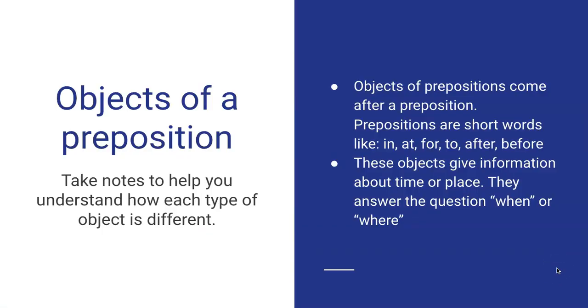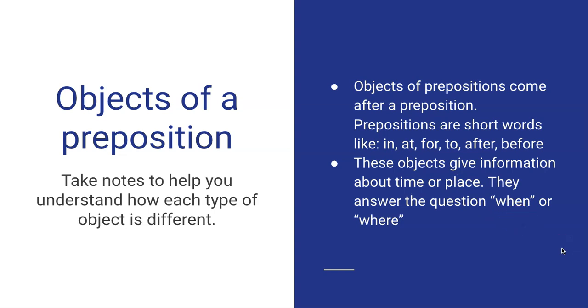The third job that nouns can have as objects is what we call the object of a preposition. Objects of prepositions, objects are still nouns. They come after a preposition. If you don't know what a preposition is, don't worry, we will learn this later. But prepositions are short words like in, at, for, to, after, before. These objects, these nouns, give information about time or place. So they answer the question of when or where.